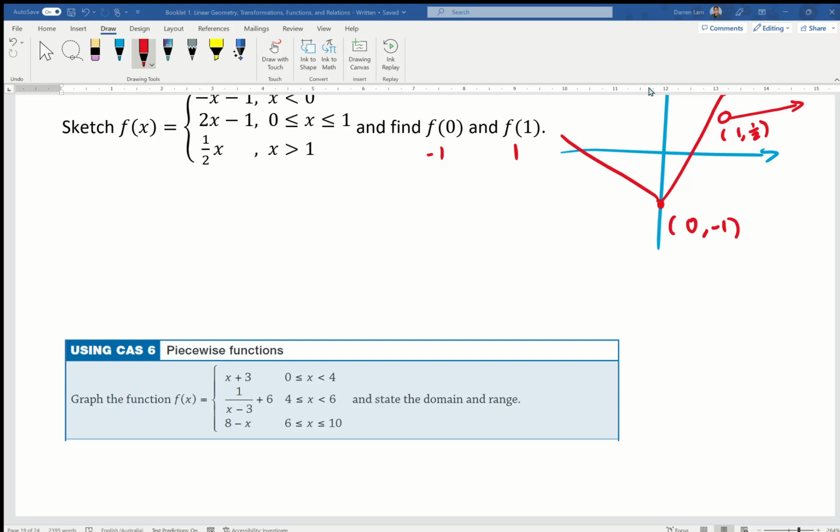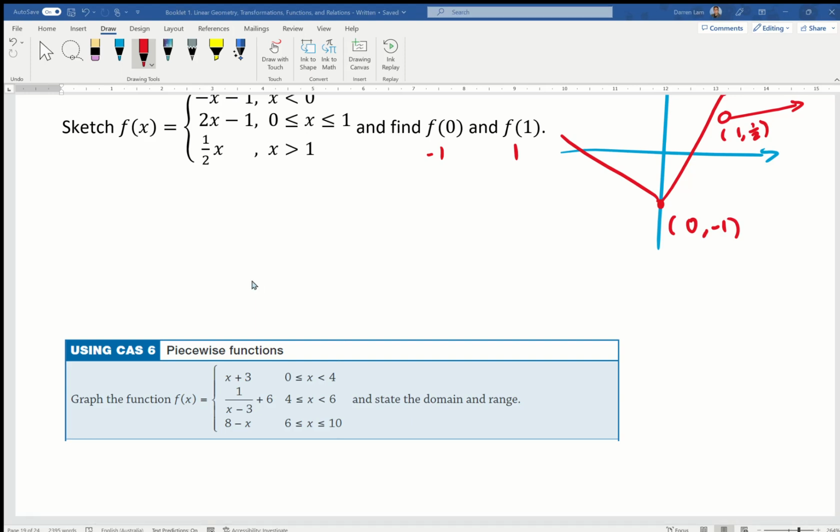So once you've done that, now you input your function. So I'm going to make this a bit easier to see for you. Is that easy to see? Okay. So now you're going to put in your functions. Now in our example, we have x plus 3, and that exists between 0 and 4.